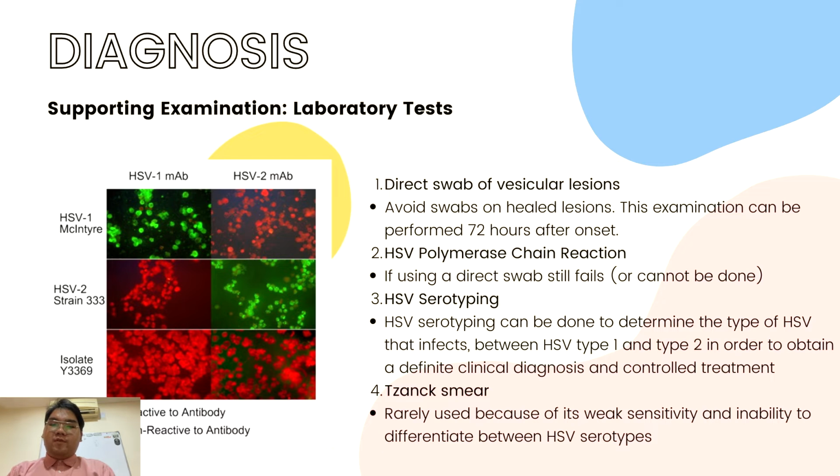Next, for the supporting examination, we can use 4 methods. The first method is direct swab of vesicular lesion. We have to avoid the swab on healed lesion, and this examination can be performed 72 hours after onset. Next, if using a direct swab still fails, we can try HSV polymerase chain reaction. For the third method, HSV serotyping can be done to determine the type of HSV between type 1 and type 2. And last one, Tzanck smear is rarely used because of its weak sensitivity and inability to differentiate between HSV serotypes. Thank you.